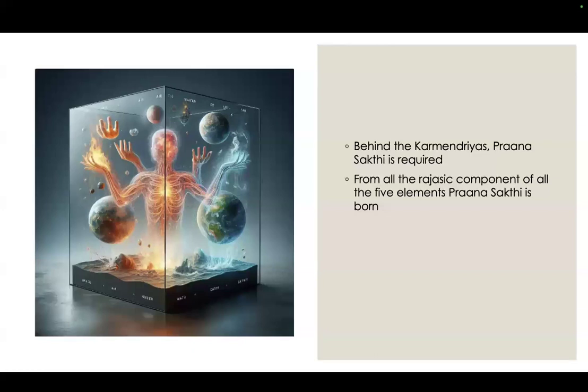So again, for these karmendriyams, we need prana shakti. Without prana shakti, they cannot function. For example, you are fasting on that day. What will happen? Definitely, your eyesight will be poor. Your hearing will be poor. So you need prana shakti. So again, you put all the five rajasic elements into a box, shuffle, and out comes prana shakti.